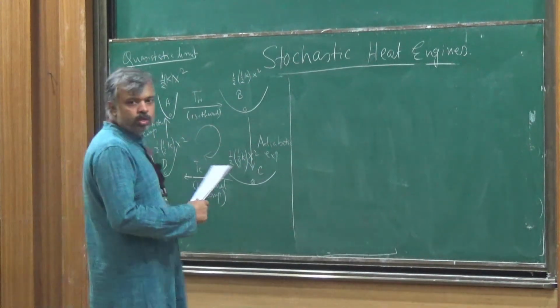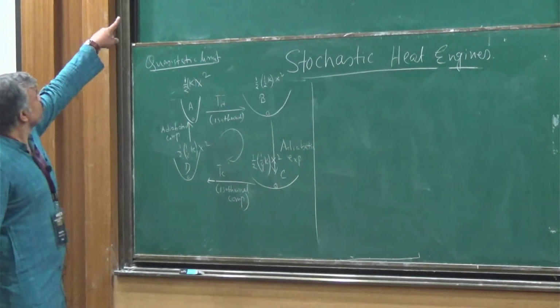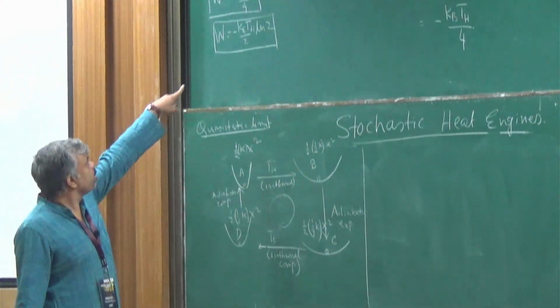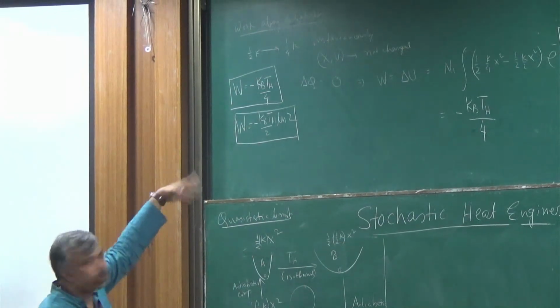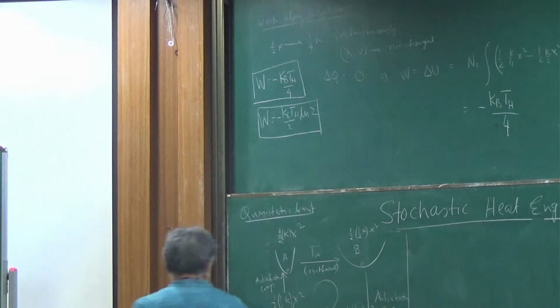So work done is the same in both isothermal and adiabatic? Why? No, there is k_B T_H and this log 2. Earlier it was W is minus k_B T_H log 2. Yes, written both of them. Oh, okay, that was the isothermal. Yes, exactly.